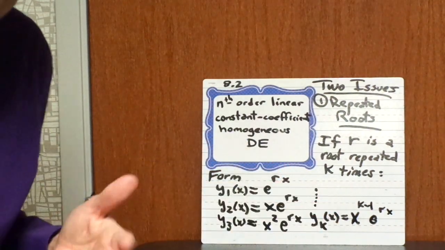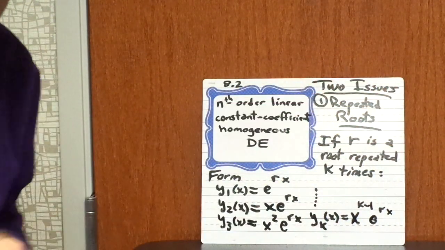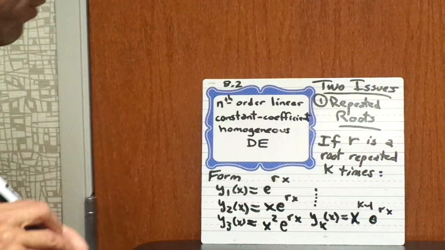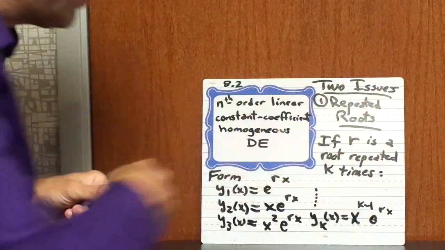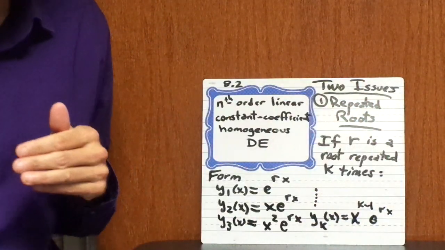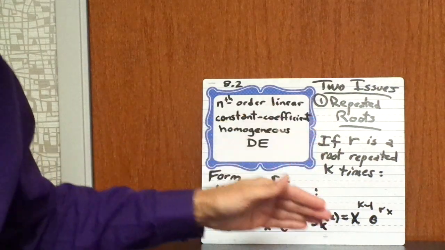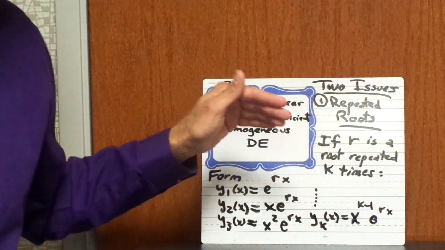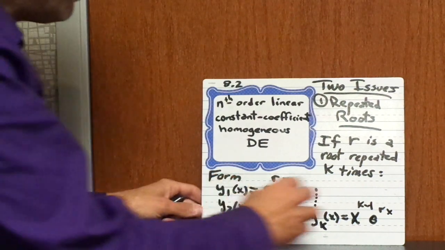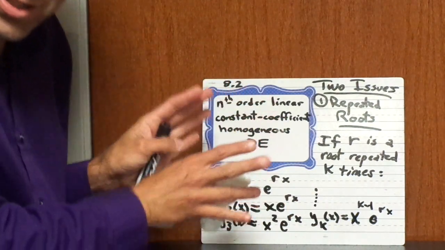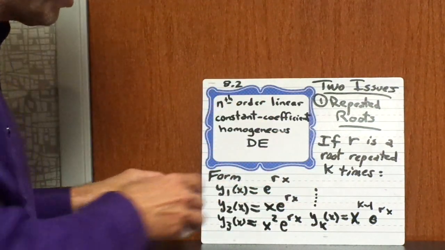So this is how you handle repeated roots, the first of the two issues that I want to go through with you. If you get a repeated root r that shows up, let's say, k times, then you're going to make k solutions by just stacking those x's in front from one solution to the next. You just throw on an additional power of x each time. Okay, so that's pretty simple. That's the first issue, and that's how you handle that. If you need to pause this or watch any of it again, feel free to do so. Let me move on, though.